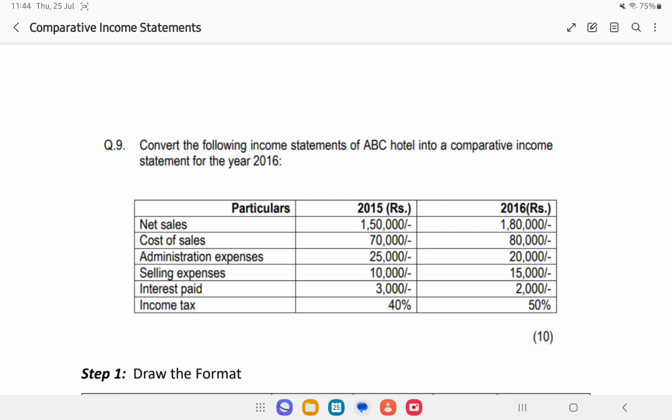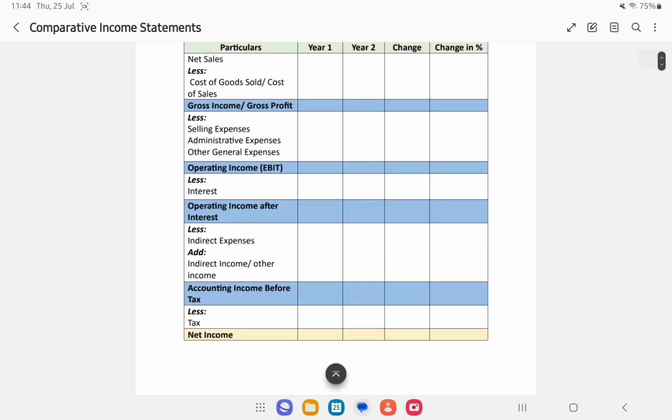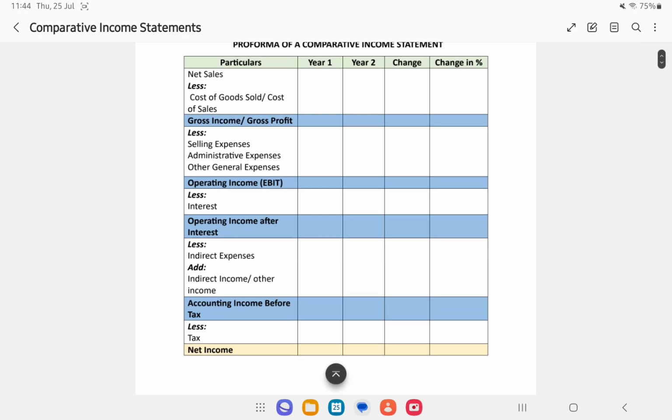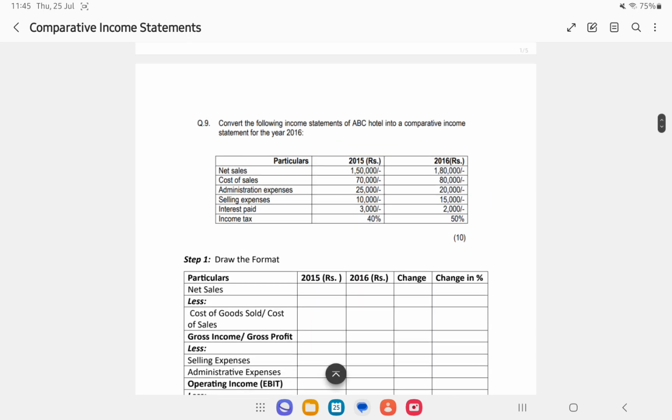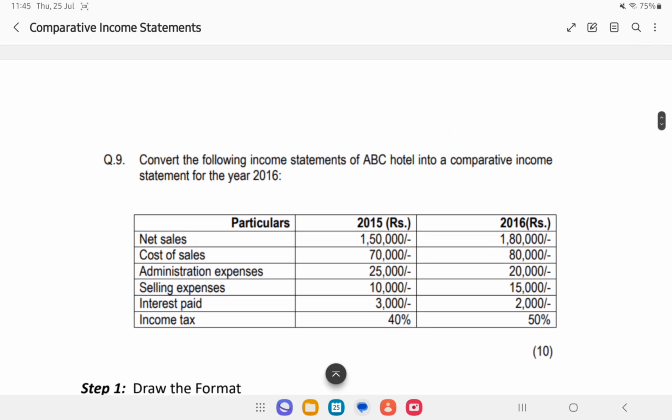First, see what all items they have given. We need to draw a format accordingly. If you are drawing this one, see something I have given before, you can do that also. You can learn this format by heart and use it wherever you are asked to draw a comparative income statement. That is a good practice. But if you find it difficult, you can also do what? Just draw the most important things alone. Just see here.